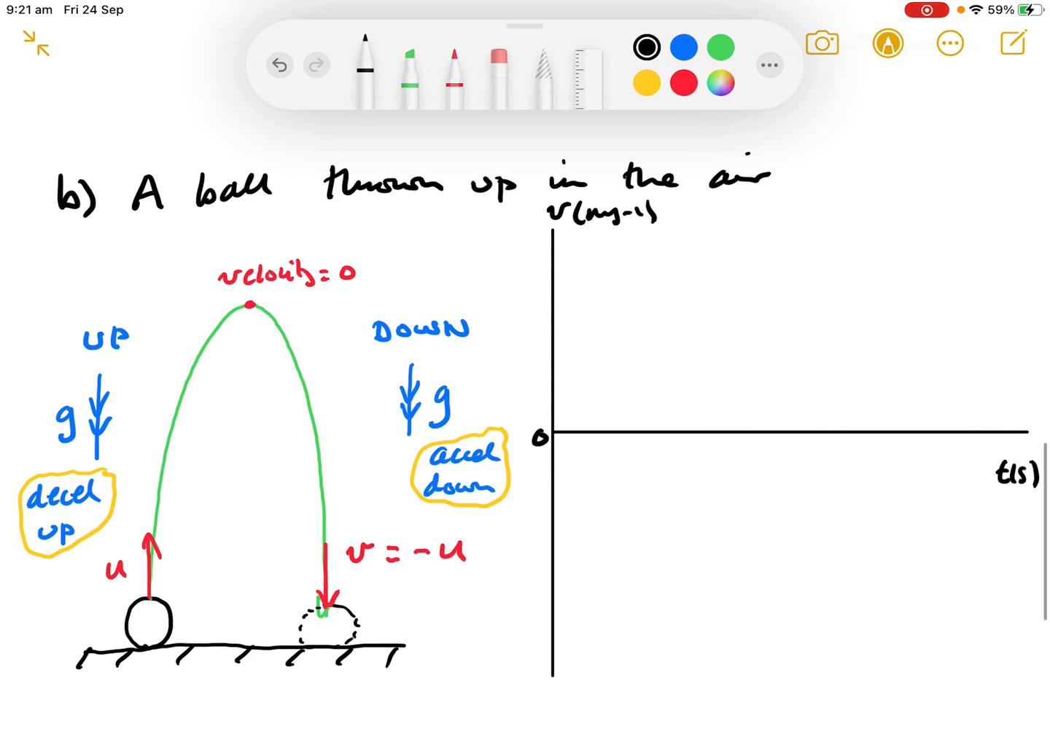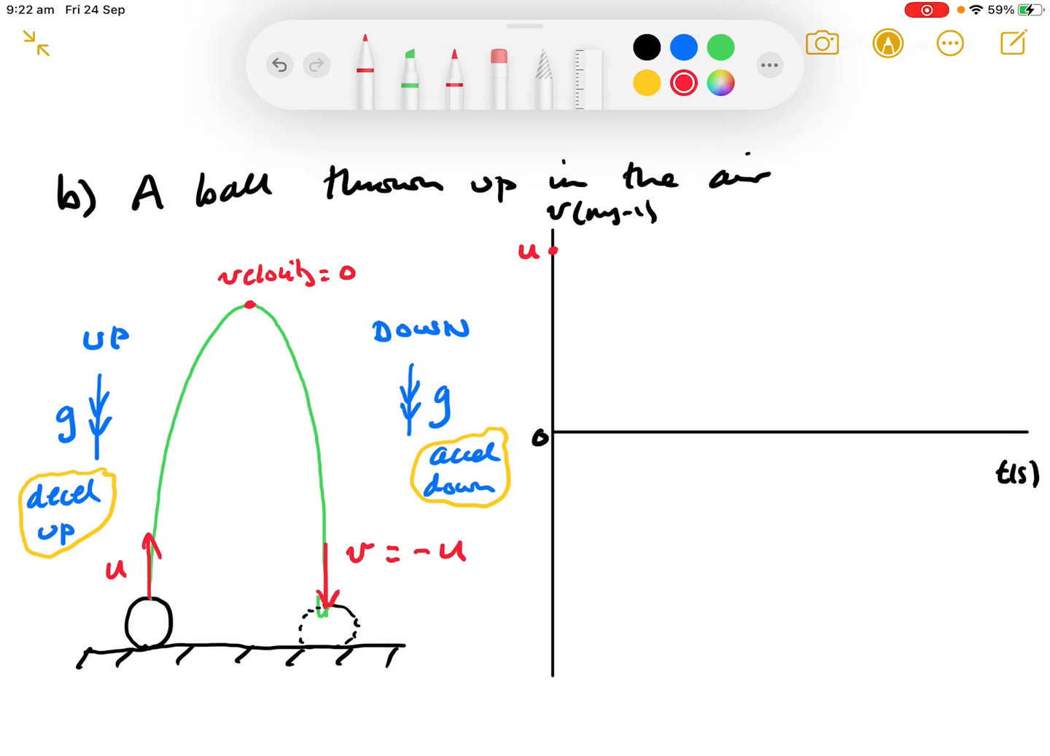Well, the thing to note about this motion is that right at the start, the body is launched upwards vertically. So when the clock starts at t equals 0, it already has a velocity, which I'm calling u here in fact, and that's a positive velocity because it's going up. So the very start of the line is here, where we've got some initial velocity u.